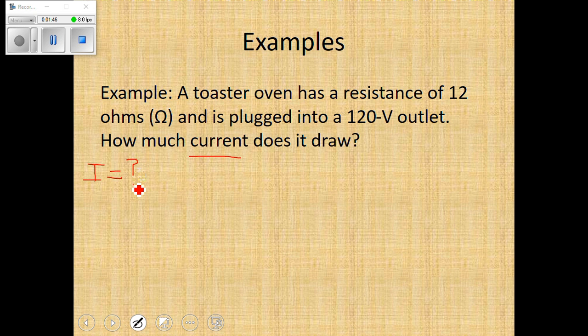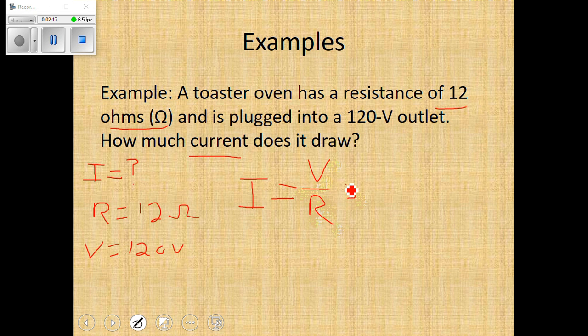Okay, and we're given two pieces of information. We're given that the resistance is 12 ohms. So remember that omega, the Greek letter omega, is what we use for resistance. And then we know that the voltage is 120 volts. Okay, and then we go back and look at our equations, and we see that current is equal to voltage divided by resistance. So we're going to plug in those variables, 120 volts divided by 12 ohms. And this is going to give us 120 divided by 12 is 10 amps, which is the correct measure of the current flowing through this circuit.